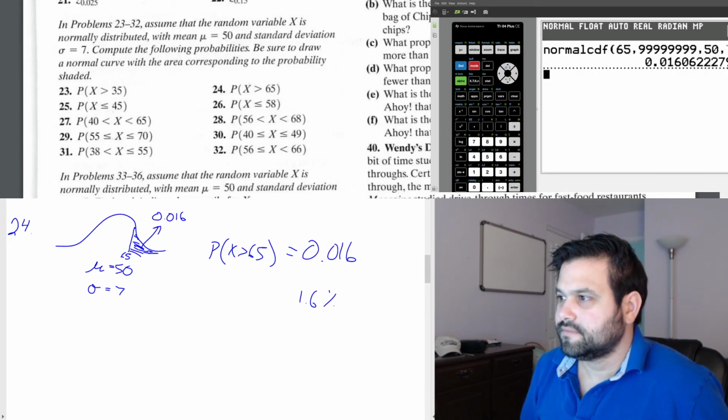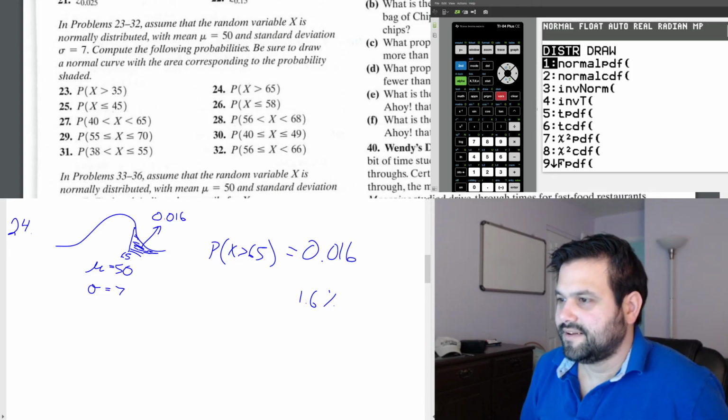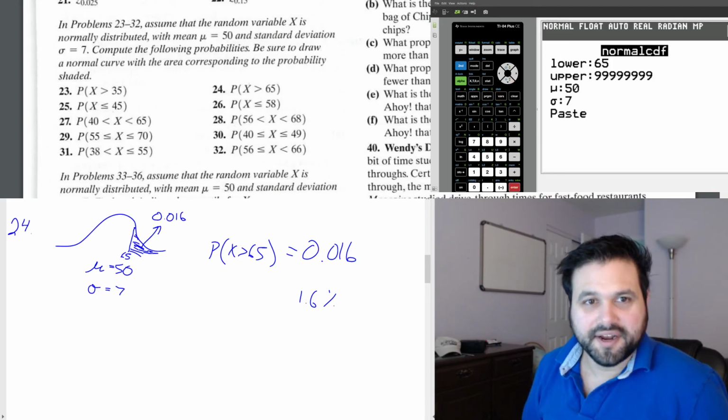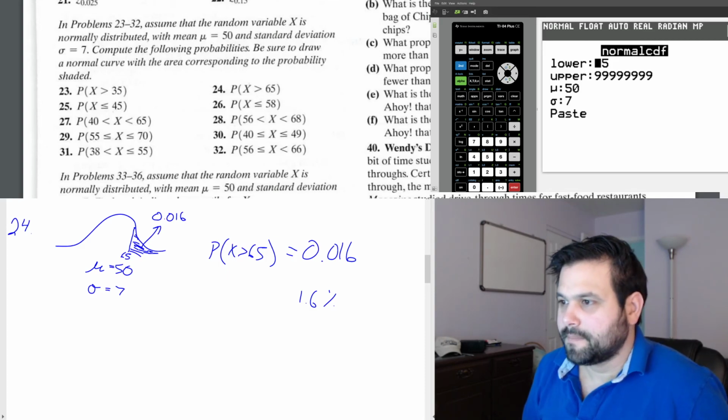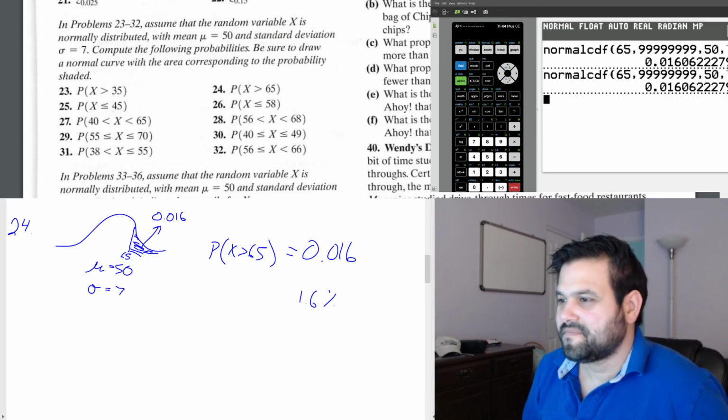Sorry, I didn't have the calculator open for that, whoops. Well, anyways, that's what we did. We typed in 65 as a lower, upper 9999, and so on. And that's how we got our answer, okay?